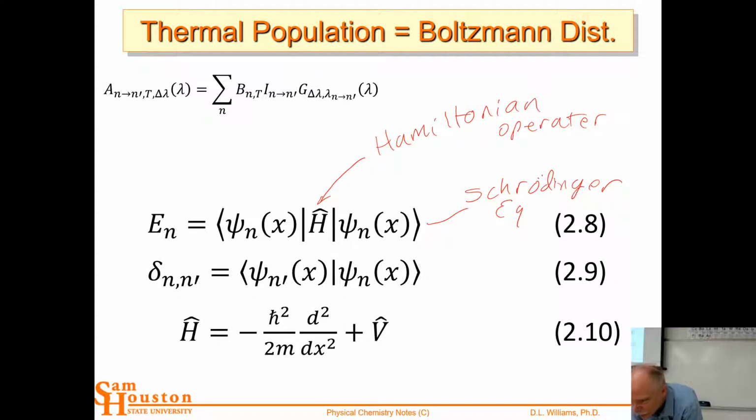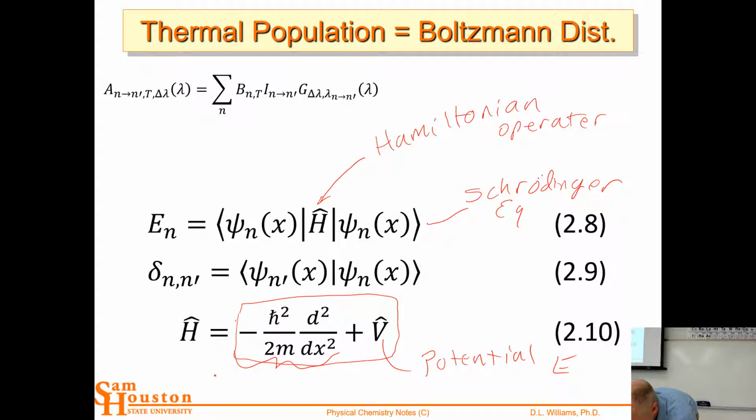So that Hamiltonian is shown down here. And you see it has 2 pieces to it. The V is potential energy. And then this first piece is the kinetic energy.